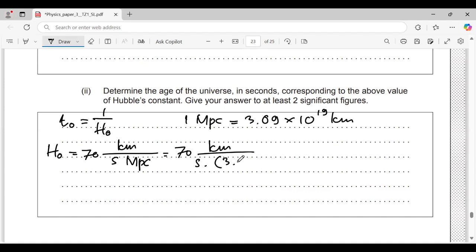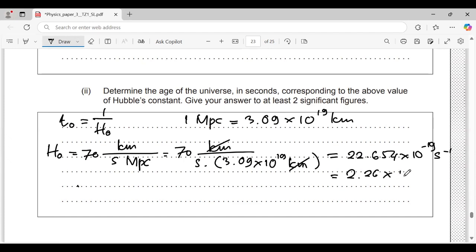So this is 3.09 times 10 to the power 19 kilometers. And then 70 divided by this number is 22.654 times 10 to the power minus 19 per second, or in significant figures, 2.26 times 10 to the power minus 18 per second.